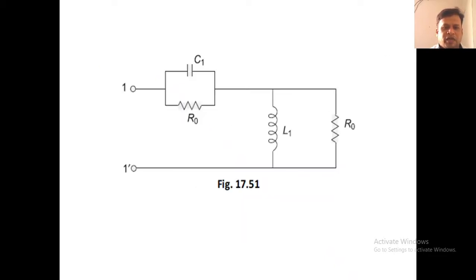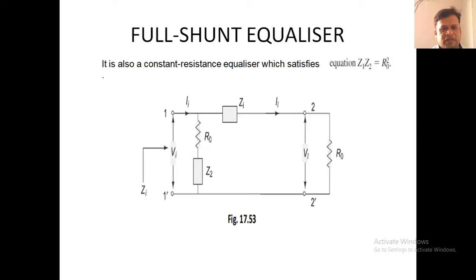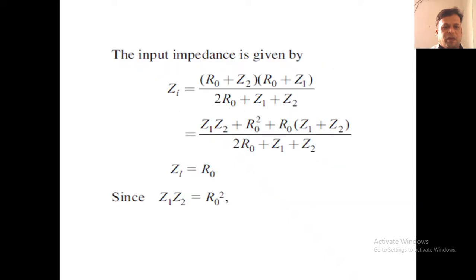As we said, this figure is of the full shunt equalizer, so it should satisfy Z1 Z2 is equal to R0 square. Only then, if the constant resistance equalizer satisfies the above equation, will it be useful for us. So, we will see now. The input impedance is given by Zi is equal to R0 plus Z2 into R0 plus Z1 by 2R0 plus Z1 plus Z2.